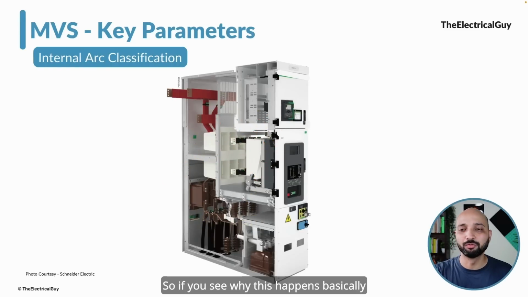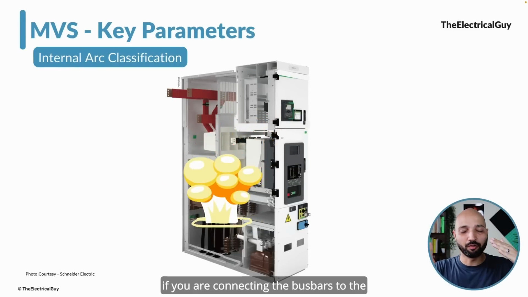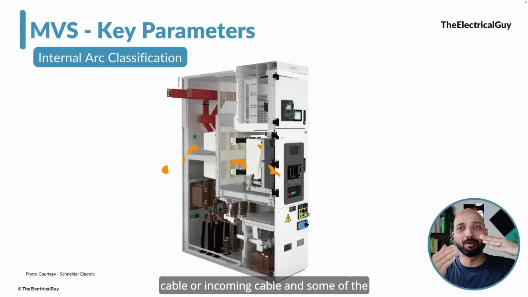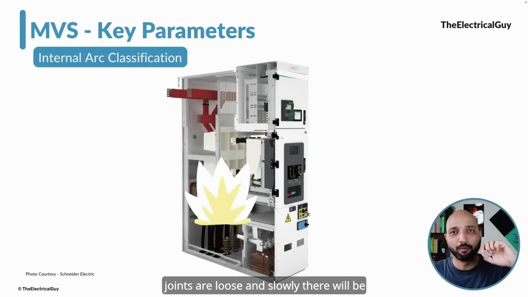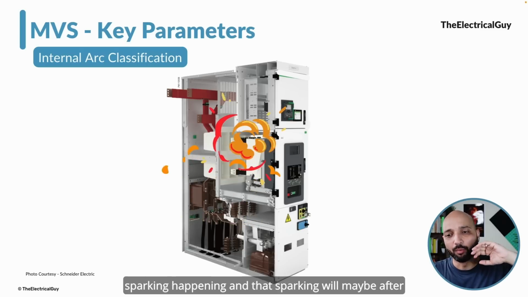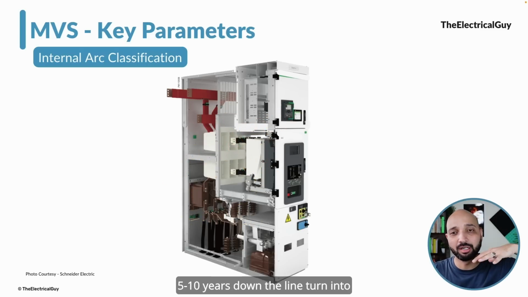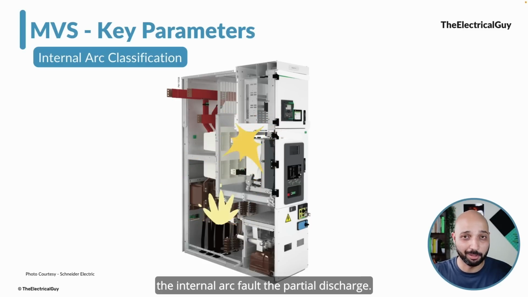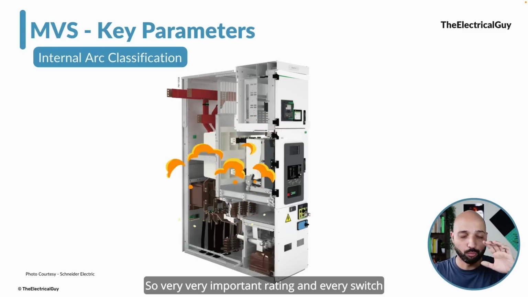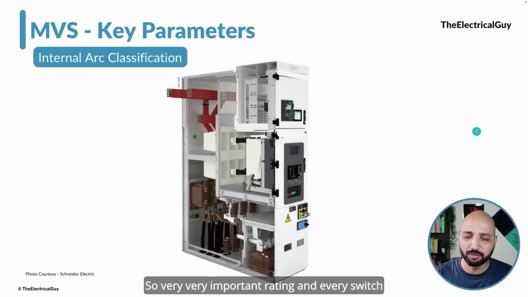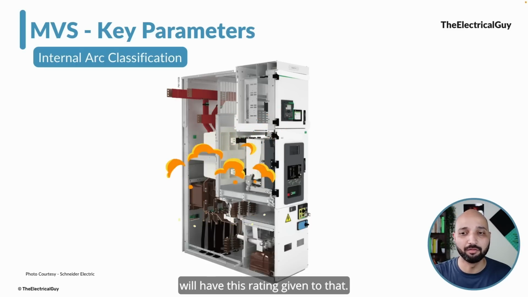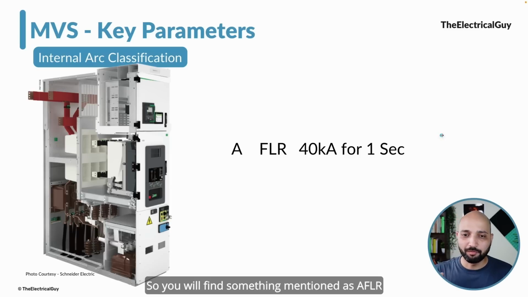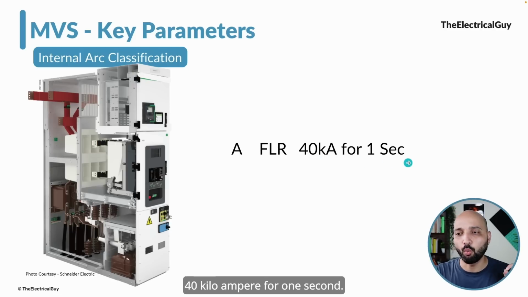Yeah, so if you see why this happens, basically, if you are connecting the bus bars to the cable or incoming cable, and some of the joints are loose, and slowly there will be sparking happening, and that sparking will maybe after 5-10 years down the line turn into the internal arc fault, the partial discharge. So very, very important rating, and every medium voltage switchgear, also the ring main units, will have this rating given to that. So you will find something mentioned as AFLR 40 kiloampere for 1 second.